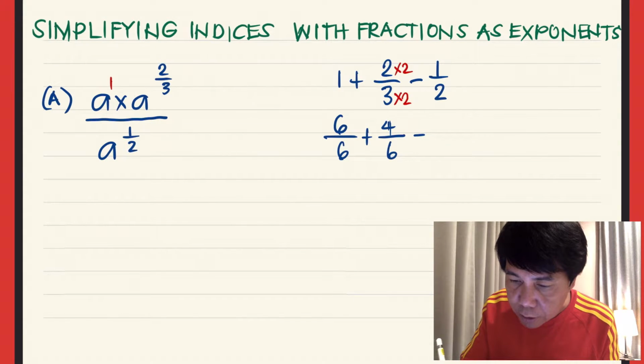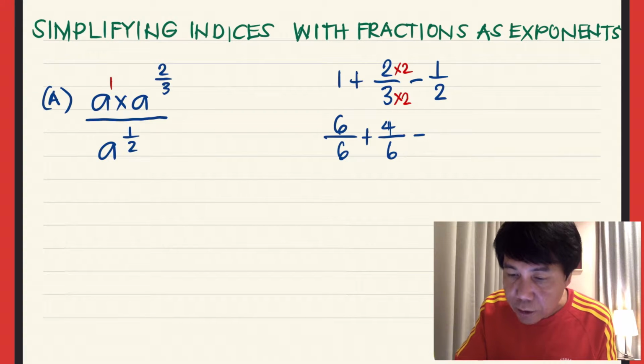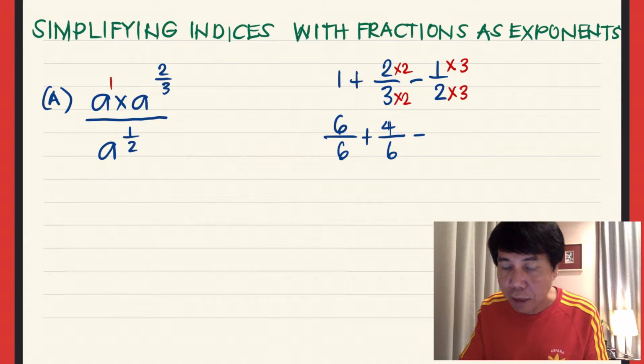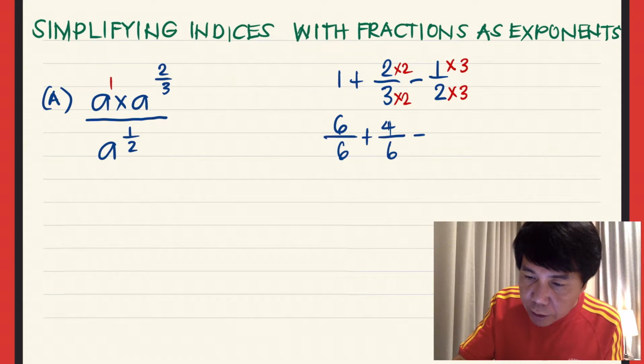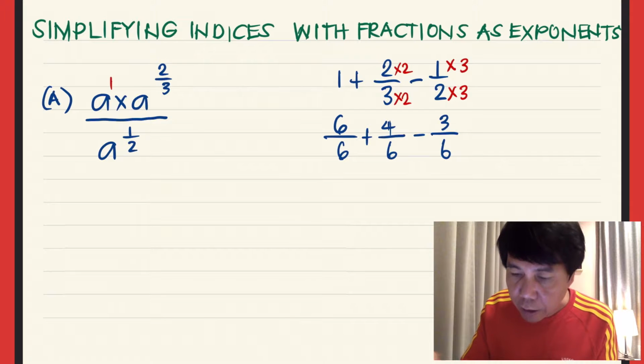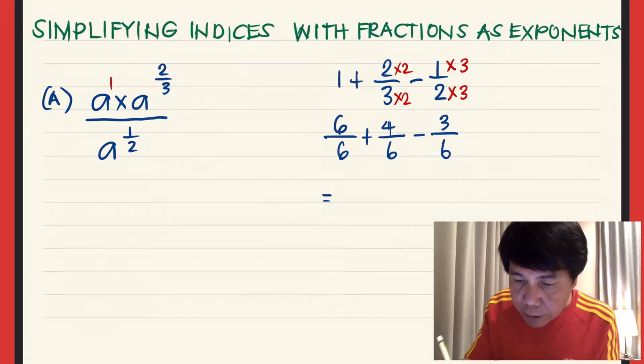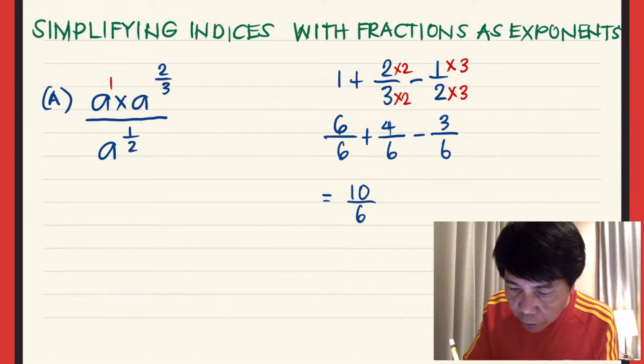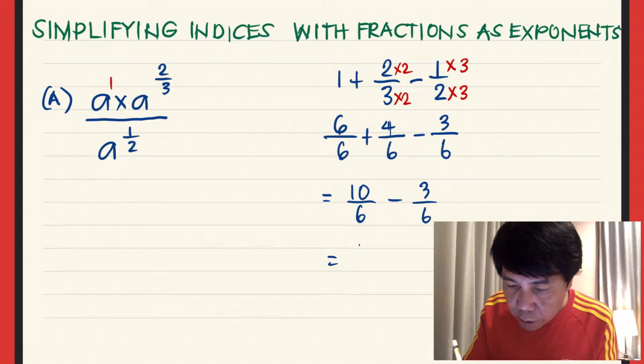Then minus, we're going to make the denominator 2 of 1/2 into 6, so we have to multiply it by 3, and also multiply the numerator by 3. So we have the equivalent fraction of 1/2, which is 1 times 3 is 3 over 2 times 3 is 6. Then let us add 6 over 6 plus 4 over 6 is 10 over 6 minus 3 over 6, which is equal to 10 minus 3 is 7 over 6.